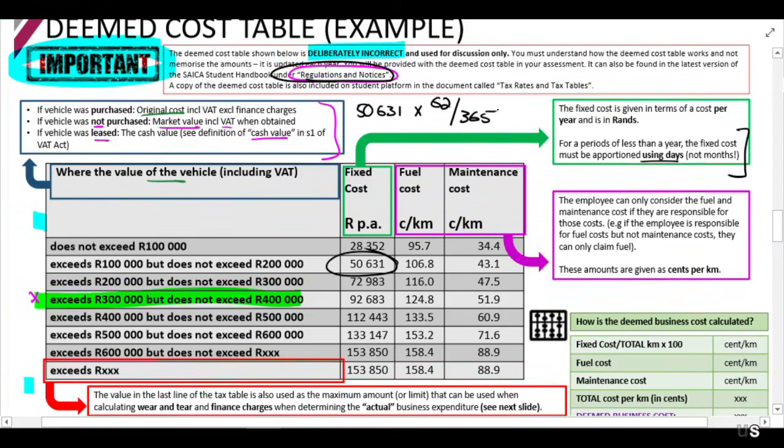62 days is maybe 2 months, so let's actually make it 61. Right, let's say it's 61. So let's say you used it in March and April. It's not appropriate to multiply it by 2 over 12. Why? Because regulations and notices tells you to use days. Occasionally in some solutions you'll see them doing that. Guys, I don't recommend it. Use days. Okay.